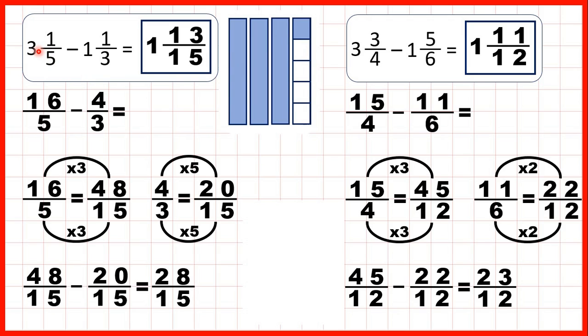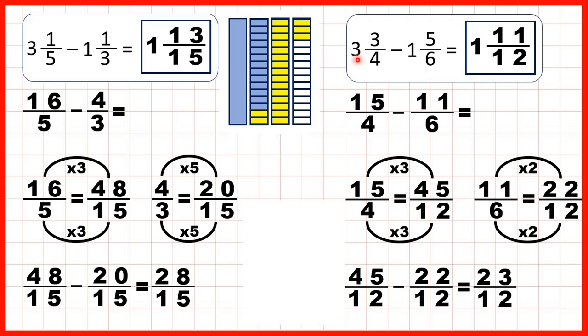For this first question, we started with 3 and 1/5, but we changed that to an improper fraction, so that gave us 16/5. Then we changed those 16/5 into 48/15. Now we were subtracting 1 and 1/3, but we realised that that's the same as 4/3, and 4/3 is equivalent to 20/15. So if we take away 20 of these 15ths, that leaves us with 28/15 left in blue. But 28/15 is the same as 1 and 13/15, so that's our answer.